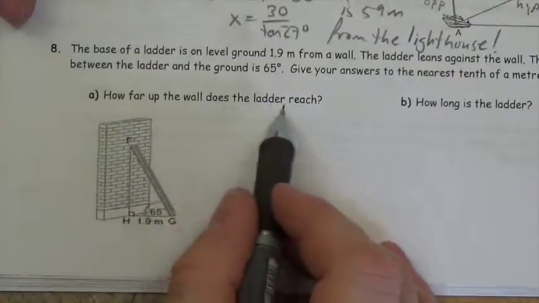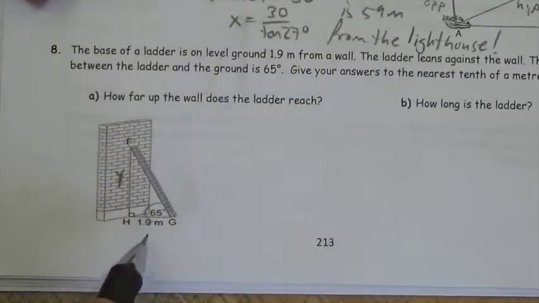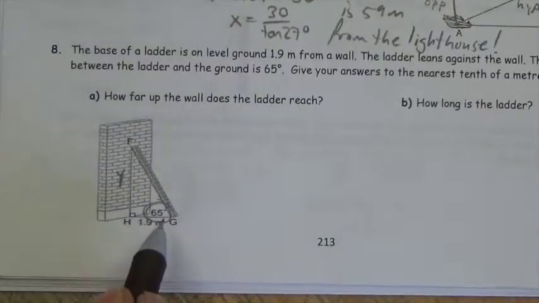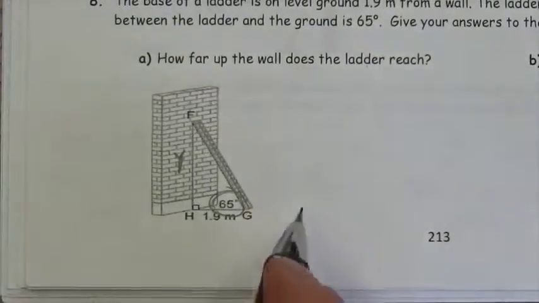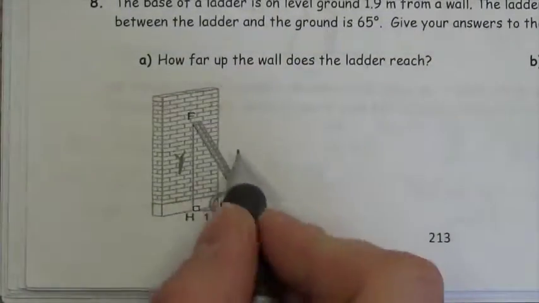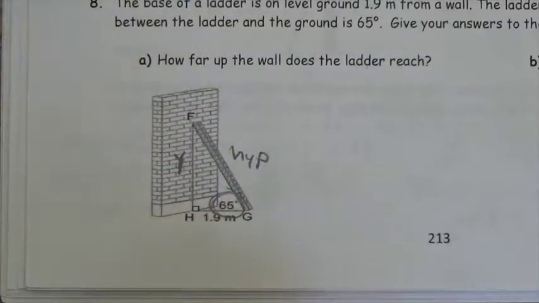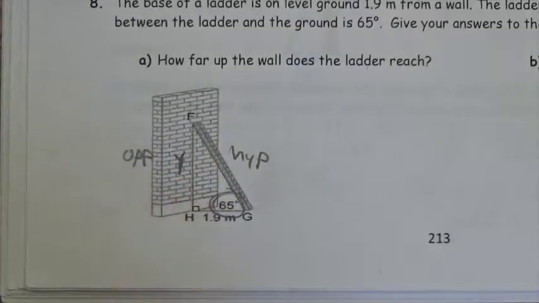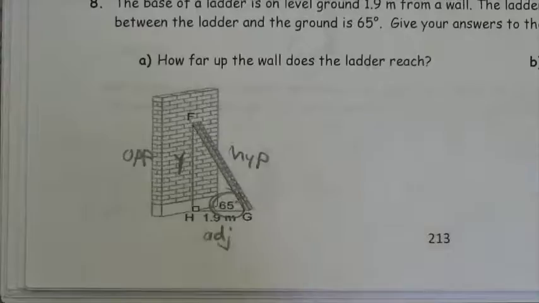First of all, we want to figure out how far up the wall the ladder reaches. So let's call that y. Bearing in mind that this is the angle that we're given, how does that help us label the sides here? Well, the ladder itself sits opposite the 90 degrees, so that's the hypotenuse. The y here is opposite the 65 degrees, so it's the opposite side. And then the 1.9, because that side is being used to build the angle, that's the adjacent.